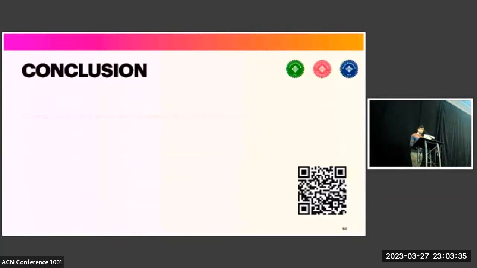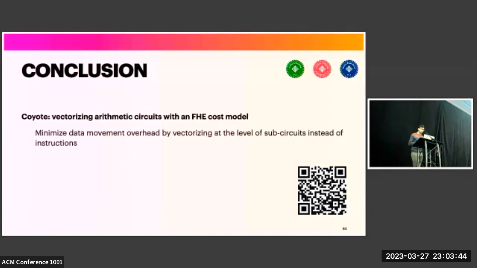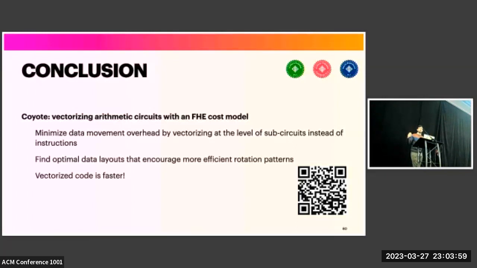Okay, so in conclusion, Coyote is a compiler that lets you vectorize arithmetic circuits, and it keeps an FHE-specific cost model in mind when it does that. We find that it can minimize the data movement overhead by vectorizing at the level of subcircuits. This is by contracting those edges instead of working at the level of instructions. We see that Coyote can find optimal data layouts that encourage more efficient rotation patterns. And finally, we see that on a number of benchmarks, the vectorized code is significantly faster than the scalar code.